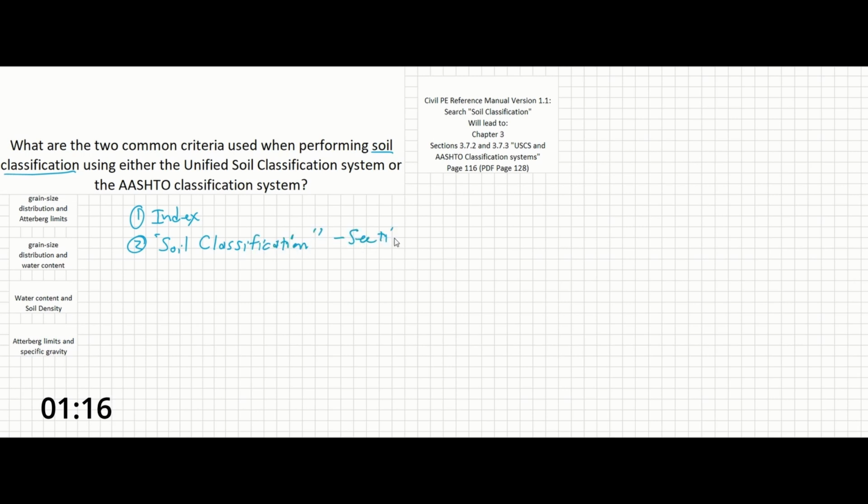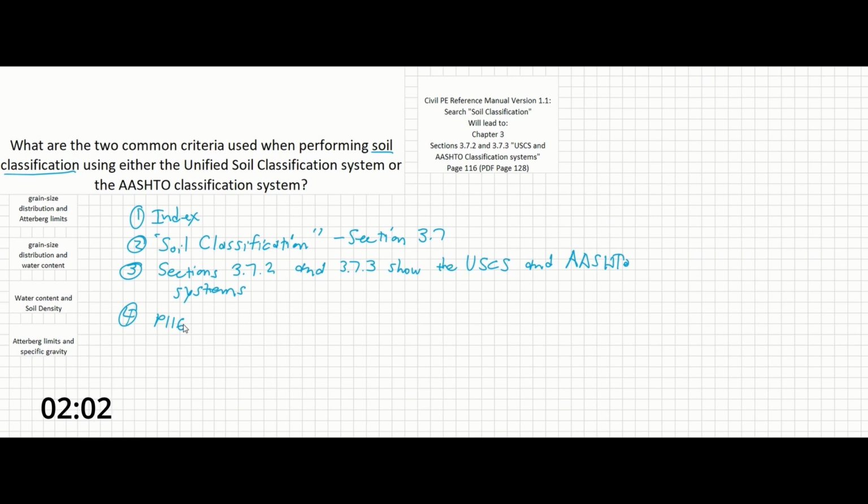And going forward from there, we can see that sections 3.7.2 and 3.7.3 show the USCS and AASHTO systems. Looking at the chart on page 116, we can look at the USCS system first.